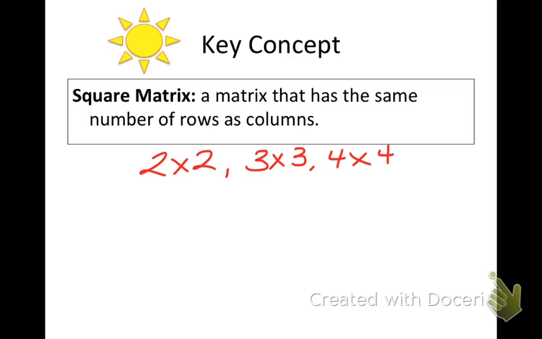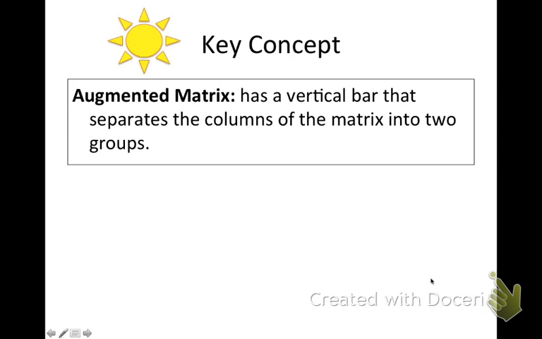All right, so we got matrices, we can tell dimensions, we can identify elements in a matrix. We now know what a square matrix looks like. So now we're going to turn that square matrix into what's called an augmented matrix.